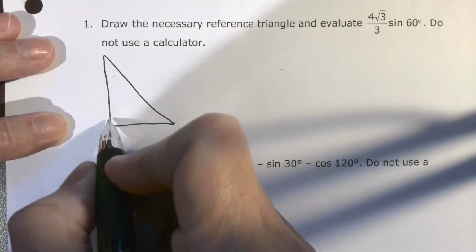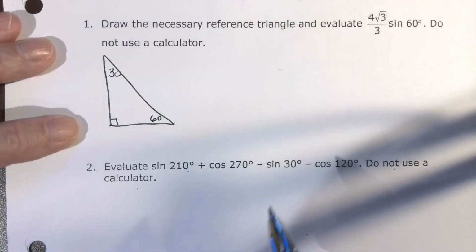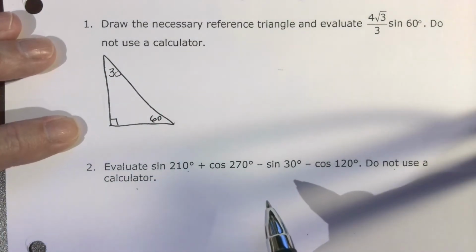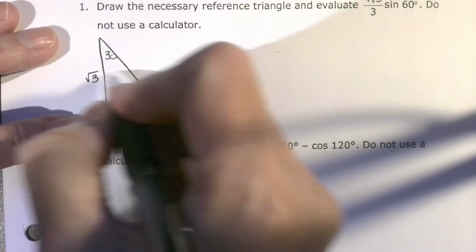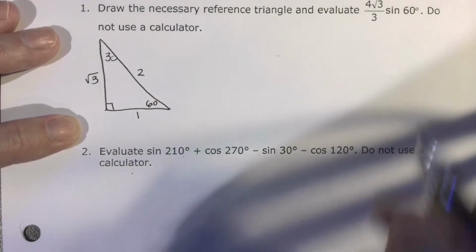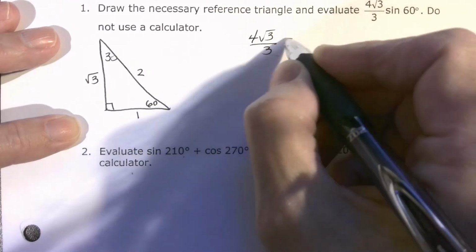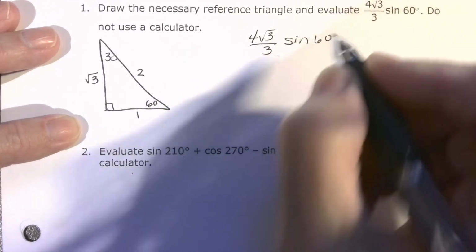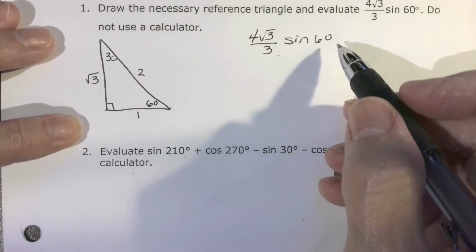So let's get a 30, 60, 90 drawn. Then let's mark it with the measurements of the special triangle. If you don't have that memorized, you should. And then we're going to take this expression. We're going to use this triangle to simplify this expression.